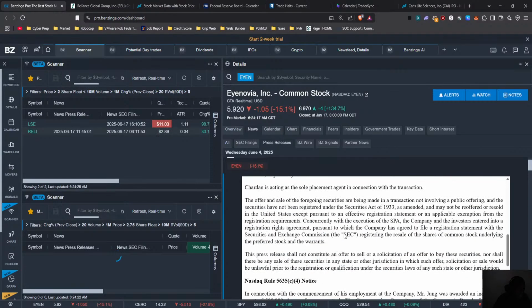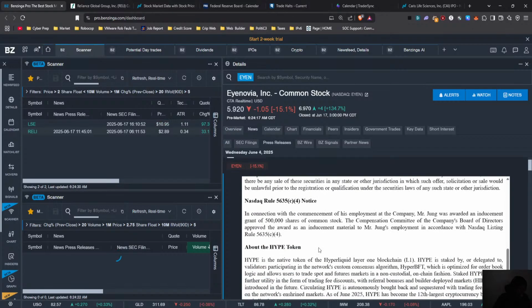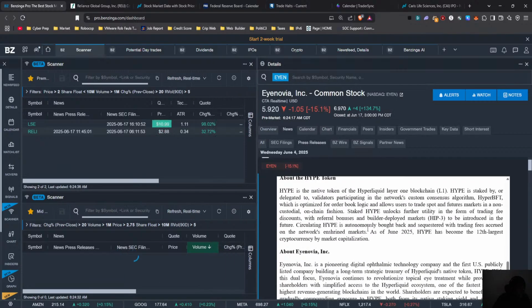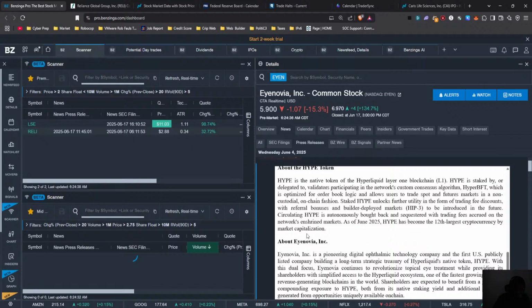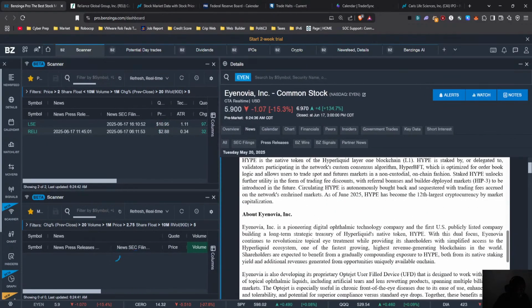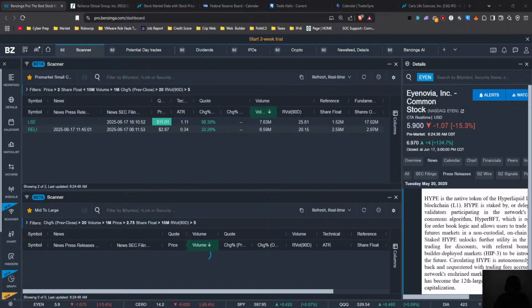Just because they bought, like, we as retail buyers can probably go and buy this token. So I don't know if I want to invest in something like that. I mean, anybody can do what they're doing. Anybody. So I'm not too interested in EYEN on that news. Maybe they'll come out with something better, but they're down 15%. Go ahead and pop them off.